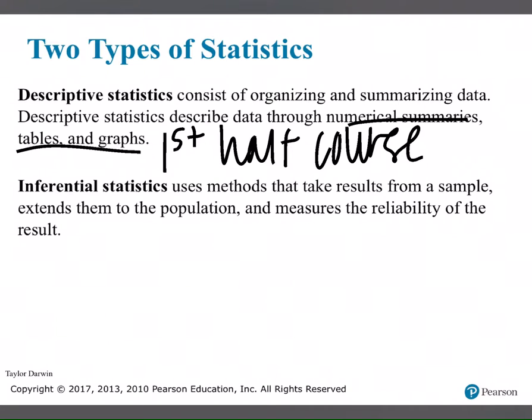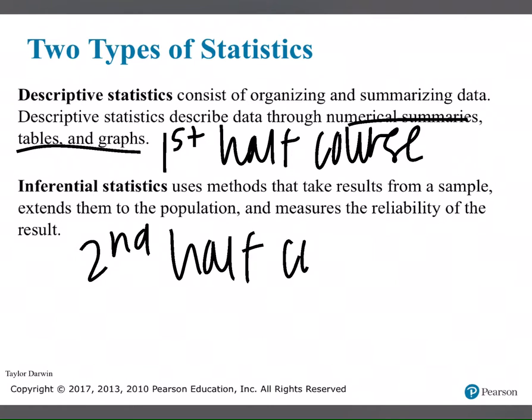Versus inferential uses methods that take results from a sample and extend them to the population and measures the reliability. This is the second half of our course. So basically, maybe our first exam, we have a 70% pass rate. So we could take what we learned about our class and maybe extend it to Midland College as a whole. And so the inferential extends what we know about our sample to the population.